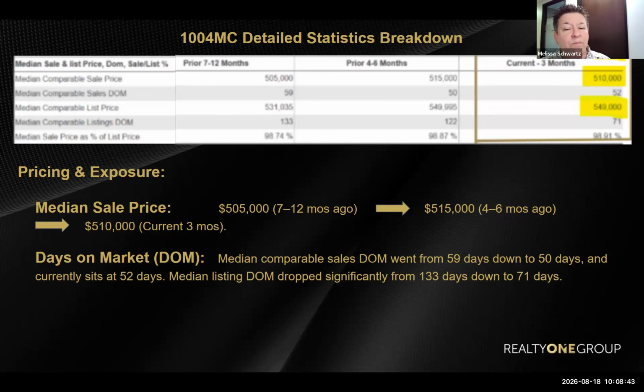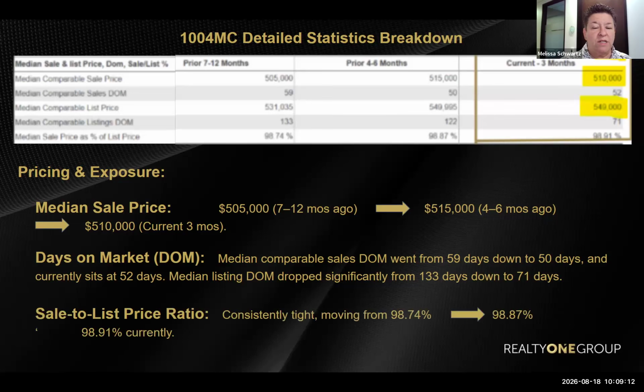Okay. Days on market is the median comparable sales days on market. It went 59 days down to 50 and sits currently at 52 days on market. Remember, these are single family homes all over Maricopa County. Median listing days on market dropped significantly from 133 to 71 days. I have no idea why that happened, but that's actually a good sign, right? In the median days. So kind of interesting.